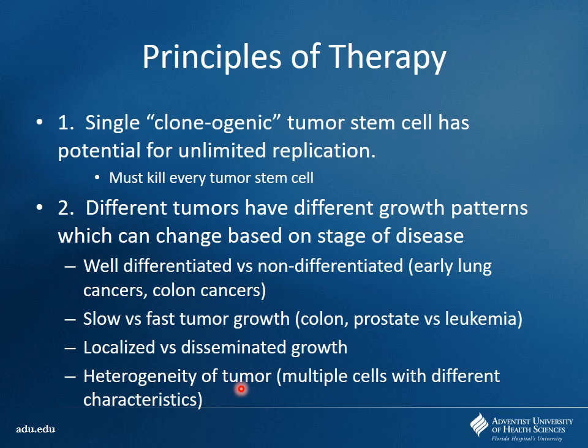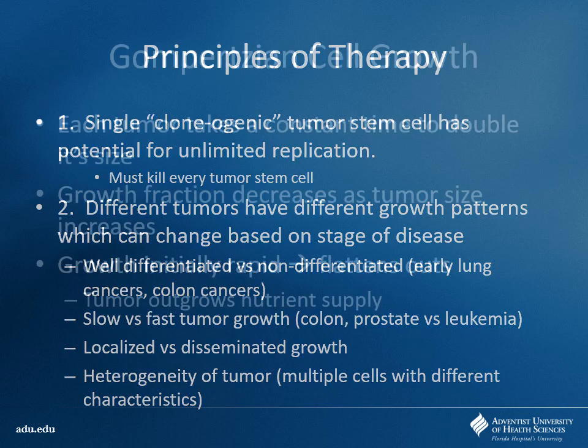And then you're going to look at the heterogeneity of the tumor. That just basically means how many different cell types are going to be involved here. That can be important because different cells respond differently to different types of chemotherapy. And so that can be important when trying to figure out what's going on with your patient.